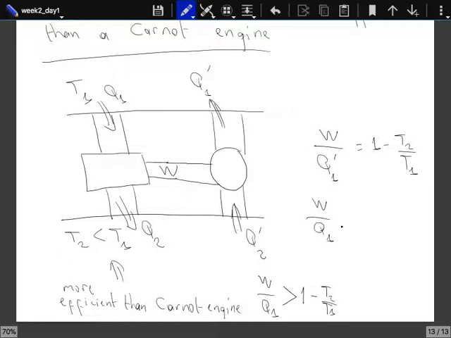But omega over Q1 is larger than omega over Q1 prime because of our assumption that the initial engine, this hypothetical engine, is more efficient. But this tells me that Q1 is smaller than Q1 prime. So if you look at the hotter reservoir, I'm taking some small amount of heat from the hotter reservoir by this hypothetical engine and dumping more heat to the hotter reservoir by this Carnot engine running in reverse. So I'm dumping heat to the hotter reservoir. Where does it come from? From the colder one.